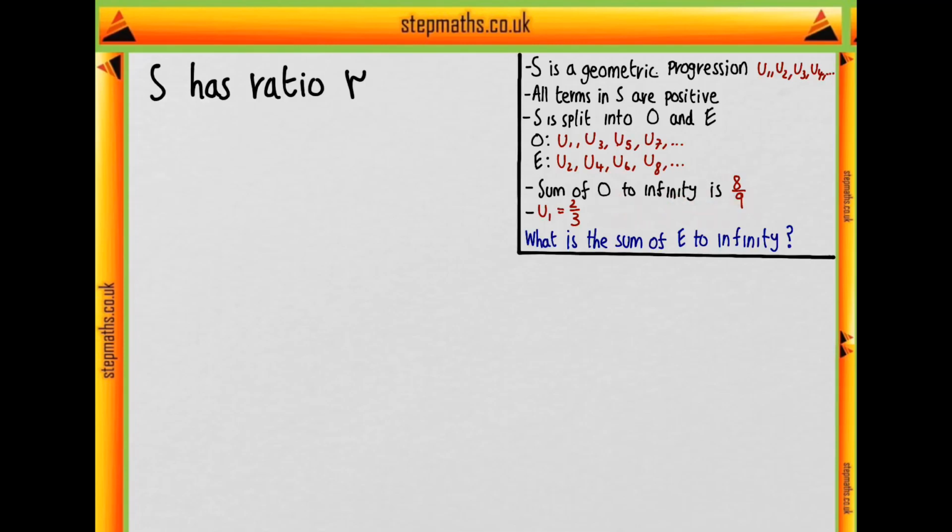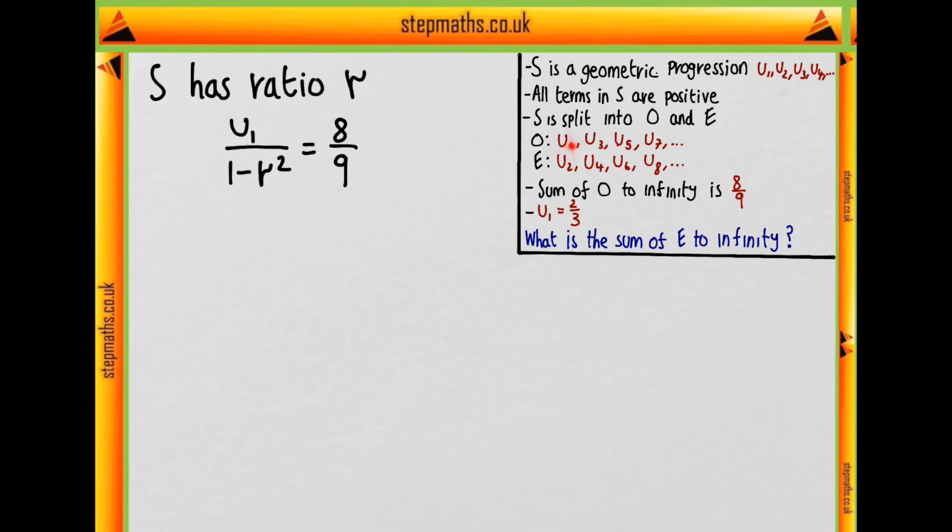So the sum of O to infinity is 8 over 9, so that means this. Where on earth does this come from? Well, we know the sum to infinity is A over 1 minus R, where A is the first term of a sequence. The first term of O is U1, so the U1 on top isn't that much of a surprise. But it's not over 1 minus R, it's over 1 minus R squared. Why have we done that?